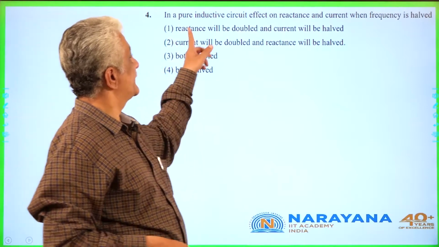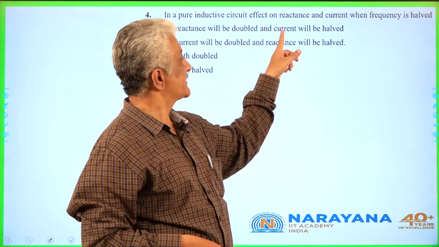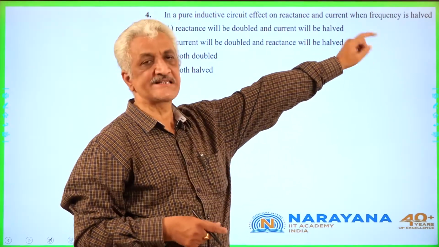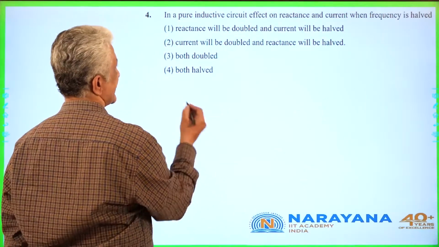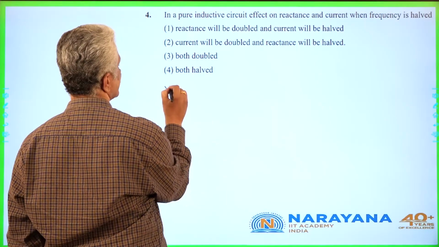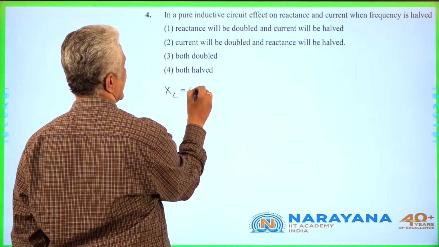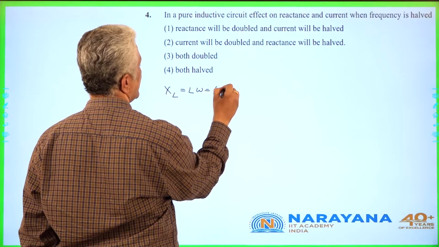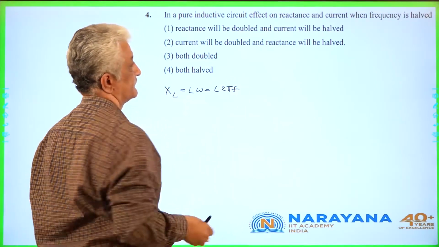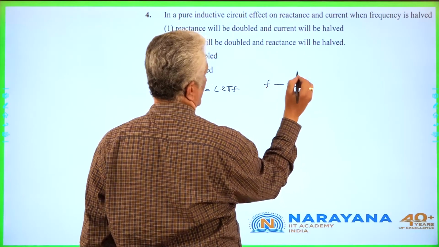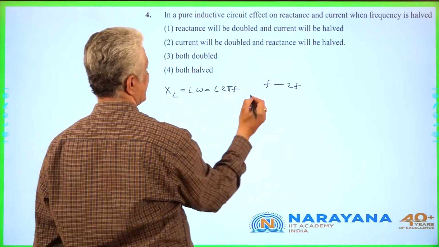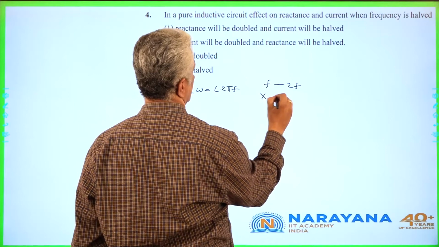one is in a pure inductive circuit, the effect on reactance and current when the frequency of AC becomes half. When the frequency of AC is there, reactance denoted by XL is L omega or L into 2 pi f. Naturally, when the frequency becomes double, as XL is directly proportional to f, XL also becomes doubled.